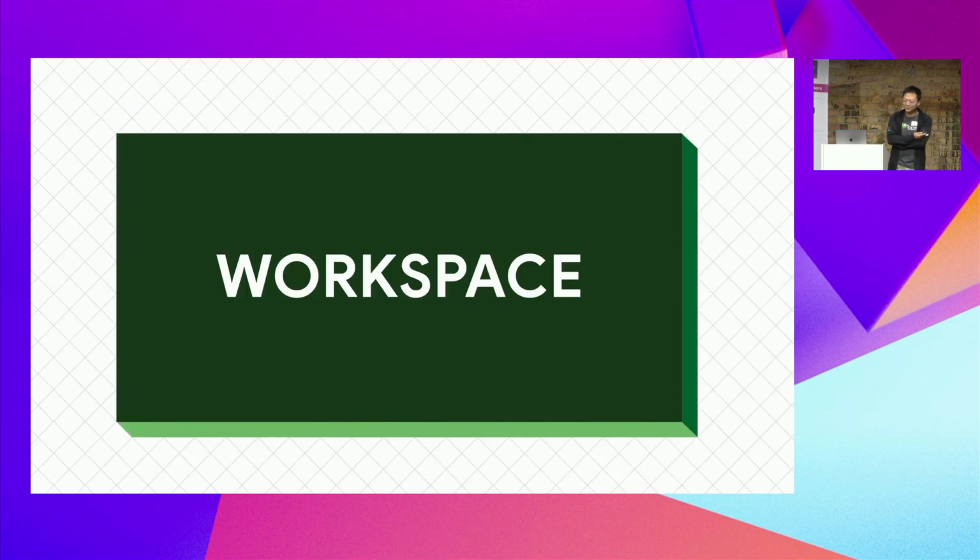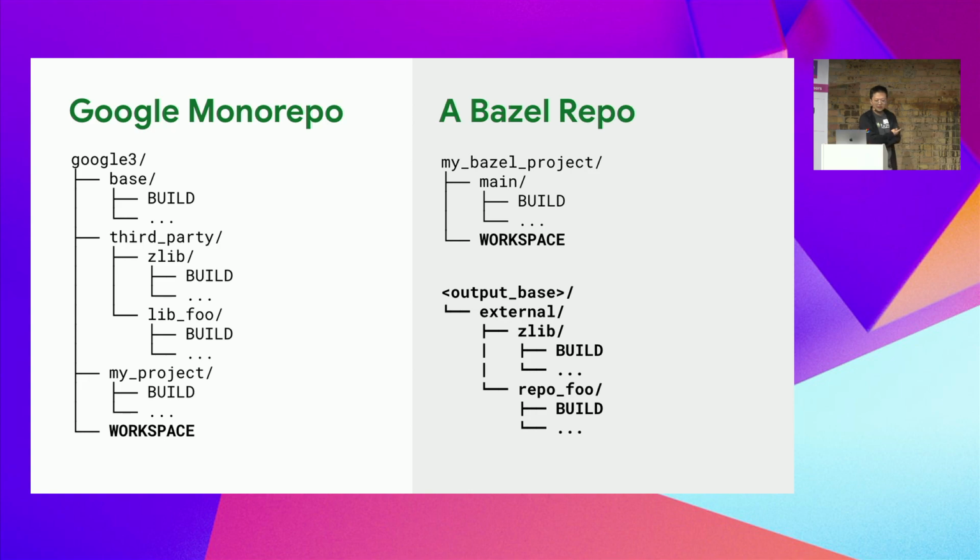Before going into Bzlmod, I want to explain how we introduced external dependencies before, with the WORKSPACE file. Google internally has a monorepo called Google3, which hosts billions of lines of code. Every external third-party dependency is checked into Google3, for example zlib or some other library, libfoo, and you have your own project. We do have a WORKSPACE file to mark the source root, but it doesn't do much. We don't declare external dependencies in it.